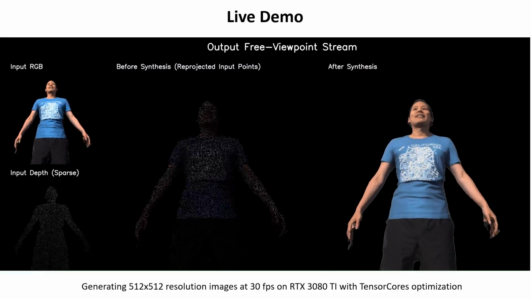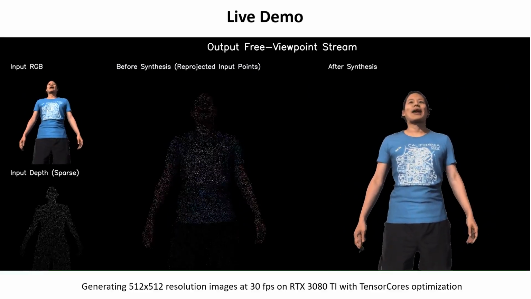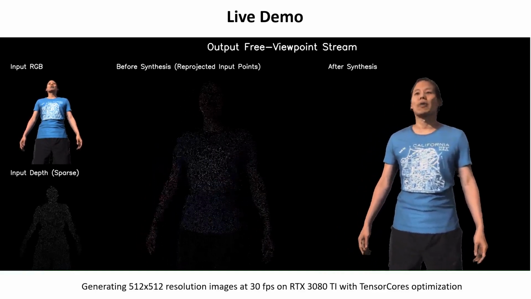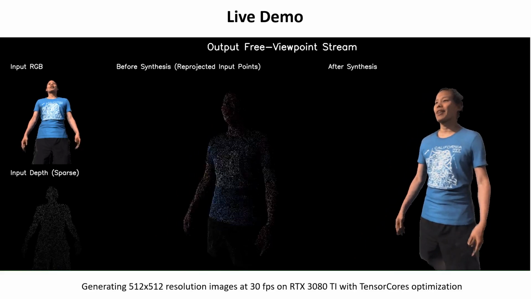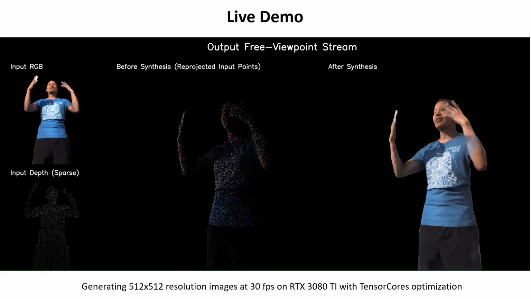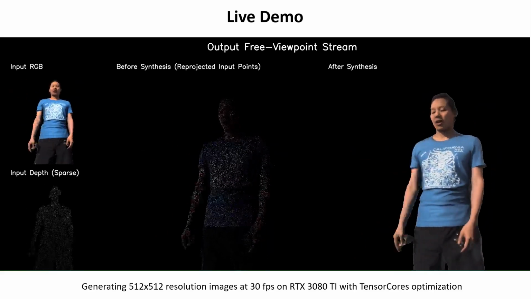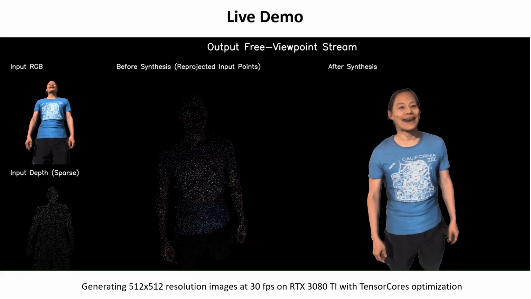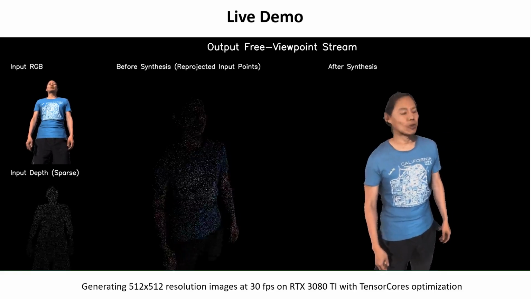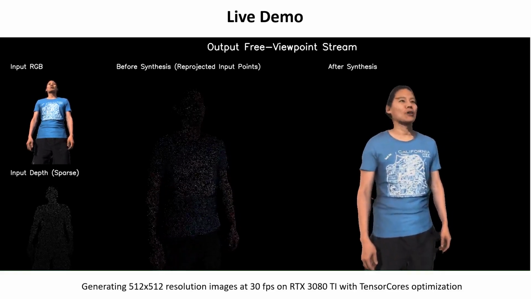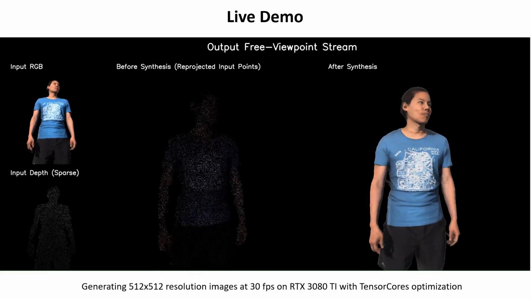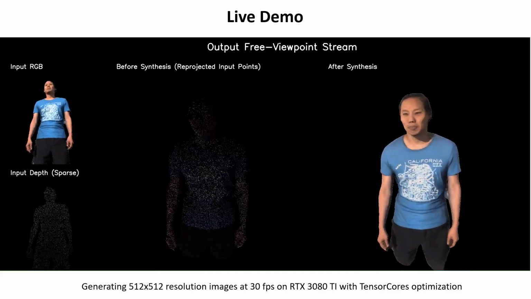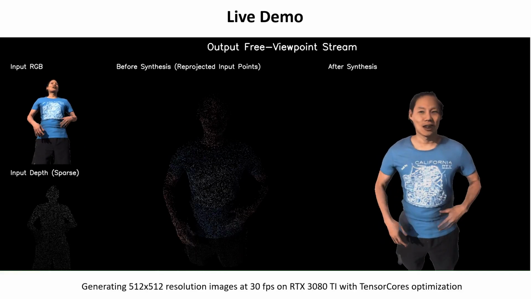Here, we show a live demo of our approach. Our approach is not only fast, but also a generalizable human view synthesis. It runs at 30 FPS and produces a reasonably large novel view at the resolution of 512 by 512. We use the RTX 3080 Ti with tensor optimization for fast rendering. Here you can see that after synthesis, our novel view is much denser compared to the reprojected input points.